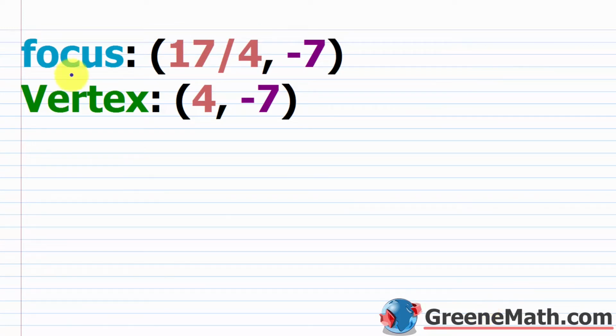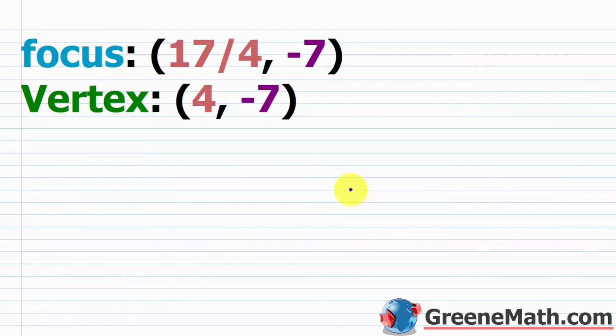So the focus, 17/4 comma negative 7. The vertex, 4 comma negative 7. Okay, so in this particular case, how do we open? Up, down, left, or right? Well, again, this is negative 7 and negative 7, so the y is the same now, okay? The x's are changing, so that means I'm moving horizontally. So that means I'm opening horizontally, okay?